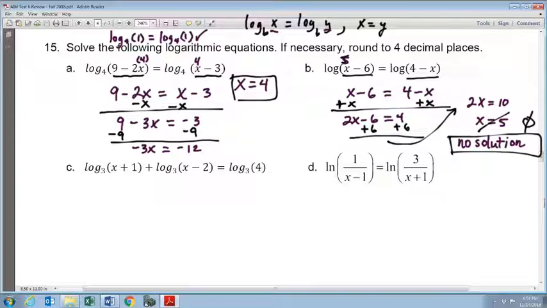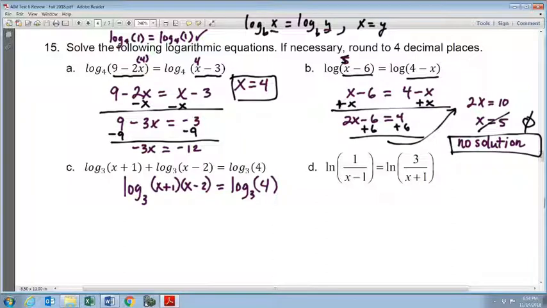Alright, so now letter C is very similar to what we just did. The only problem is we've got two logs on the left side. But we have a sum of logs. Well, we can use our product rule and change this into the log of a product. So let's do that. So we multiply the x plus 1 and the x minus 2, and we can make this into one log. On the other side, we just rewrite it. There's nothing to do over there.